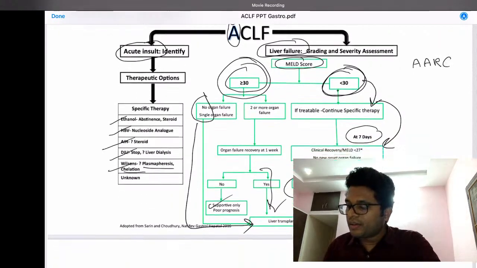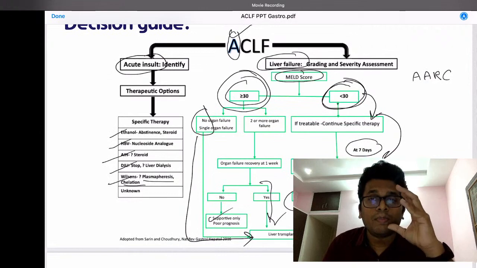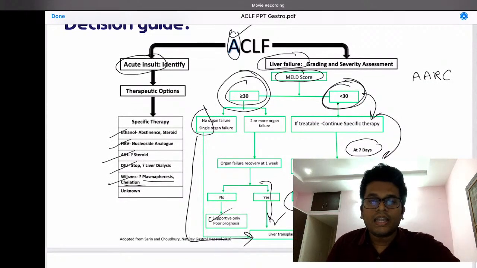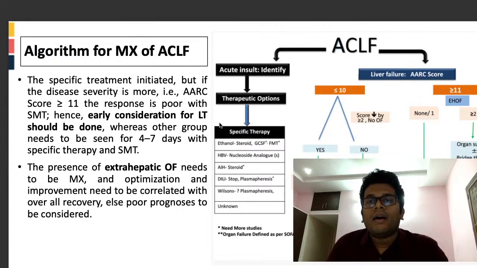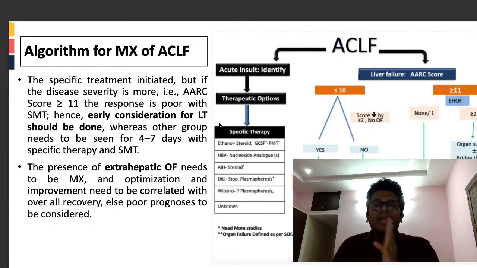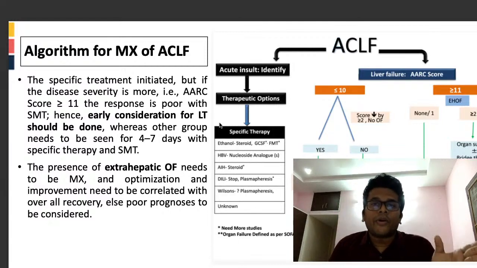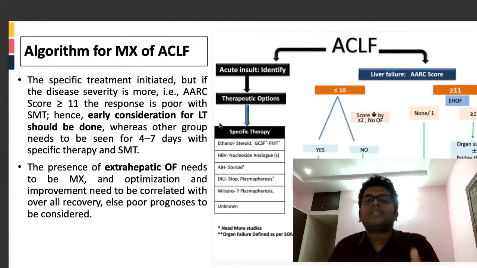Okay, so this is the classification with how to decide based on MELD score. Now the same, I would just like to show one picture from the APASL based on ARC scoring. Now according to ARC scoring, the score we use is whether it is more than 11 or less than 10. So less than 10, again like the MELD score less than 30, you manage accordingly. And if the ARC score is more than 11, the patient obviously has more liver failure. So you would look for whether it is a single organ failure or multiple organ failure and base your decision on that.